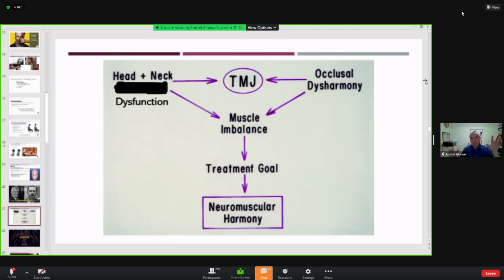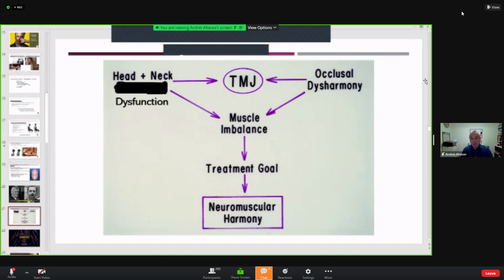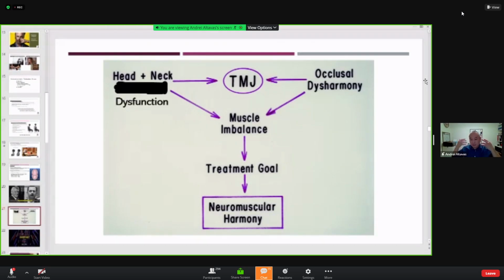Head and neck dysfunction can again contribute to a TMJ disorder. Occlusal disharmony simply means they have a dental problem. Both can contribute to a TMJ problem, coupled with a muscle imbalance issue. When I say muscle imbalance, we're looking at the muscle attachments of the entire muscular system in the whole craniomandibular region to see if some muscles are short and tight, or some are long and weak.